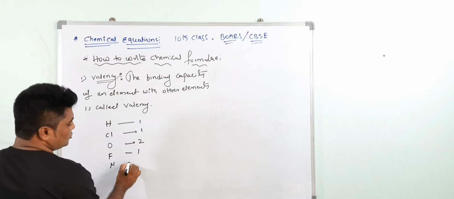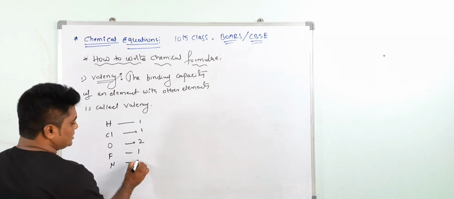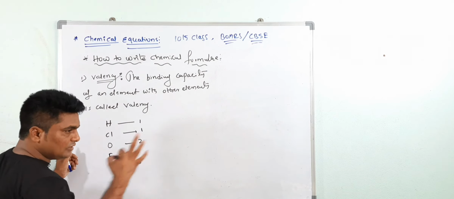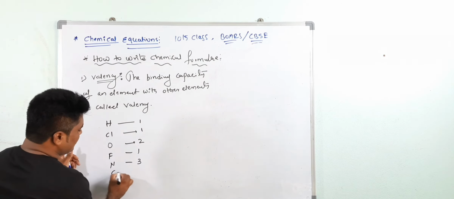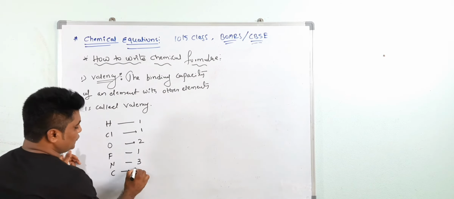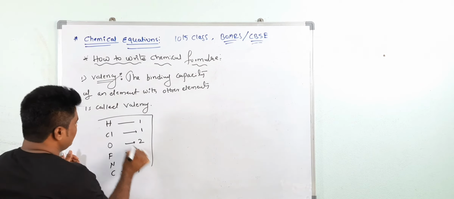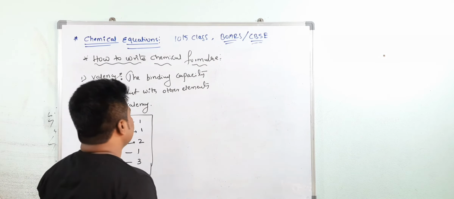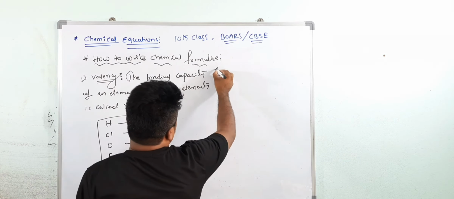If you take nitrogen, the binding capacity of nitrogen is 3. It forms 3 bonds with other elements. The binding capacity of carbon is 4. You have to remember this binding capacity of different elements. Okay. See, after this, one more thing: what is an ion?